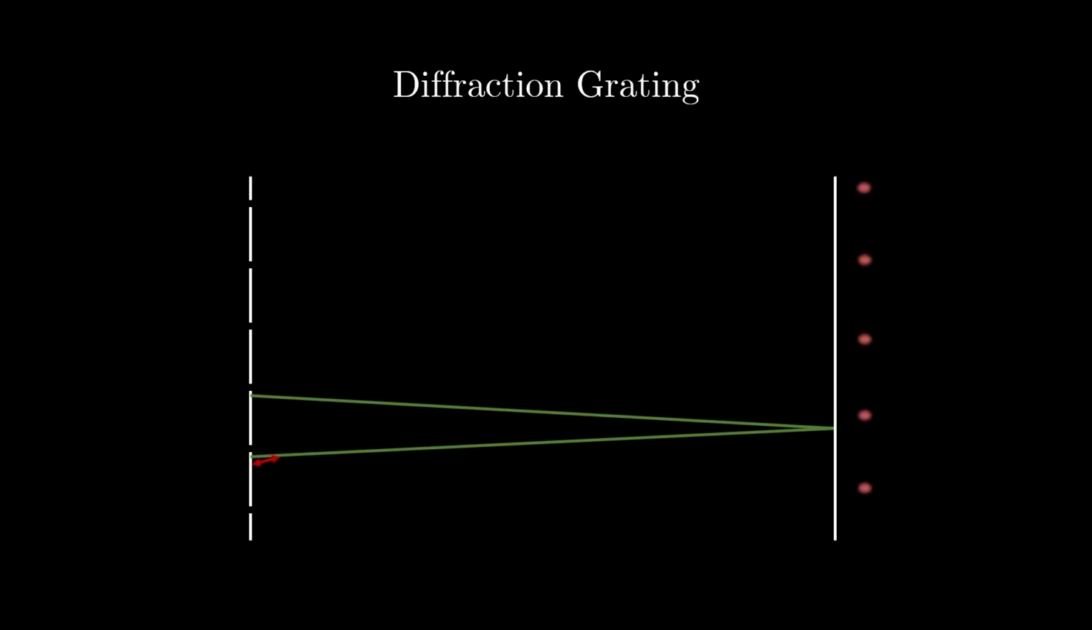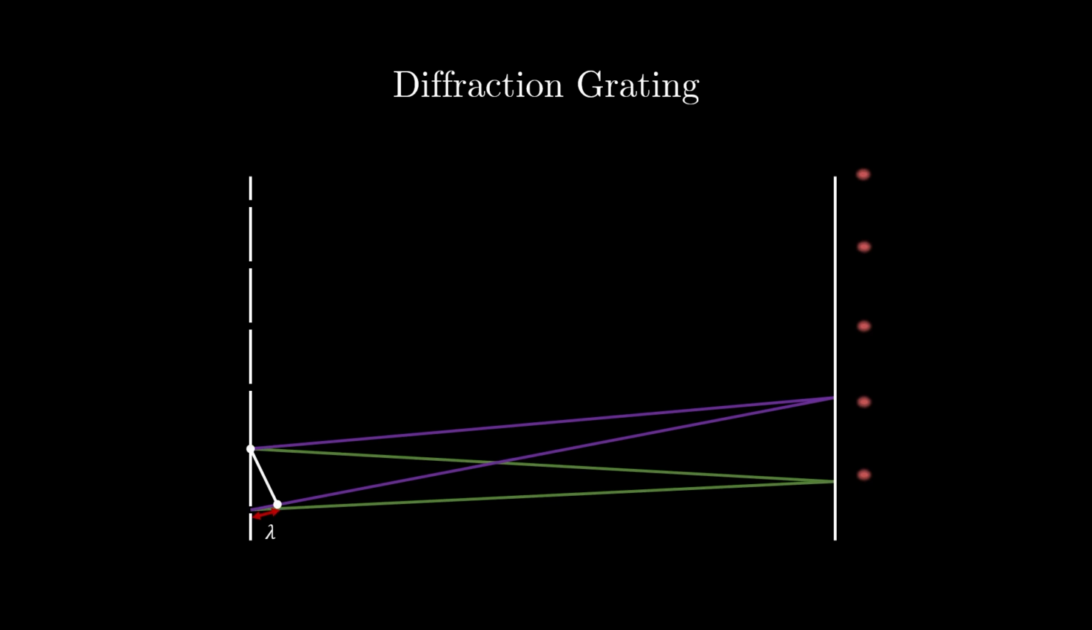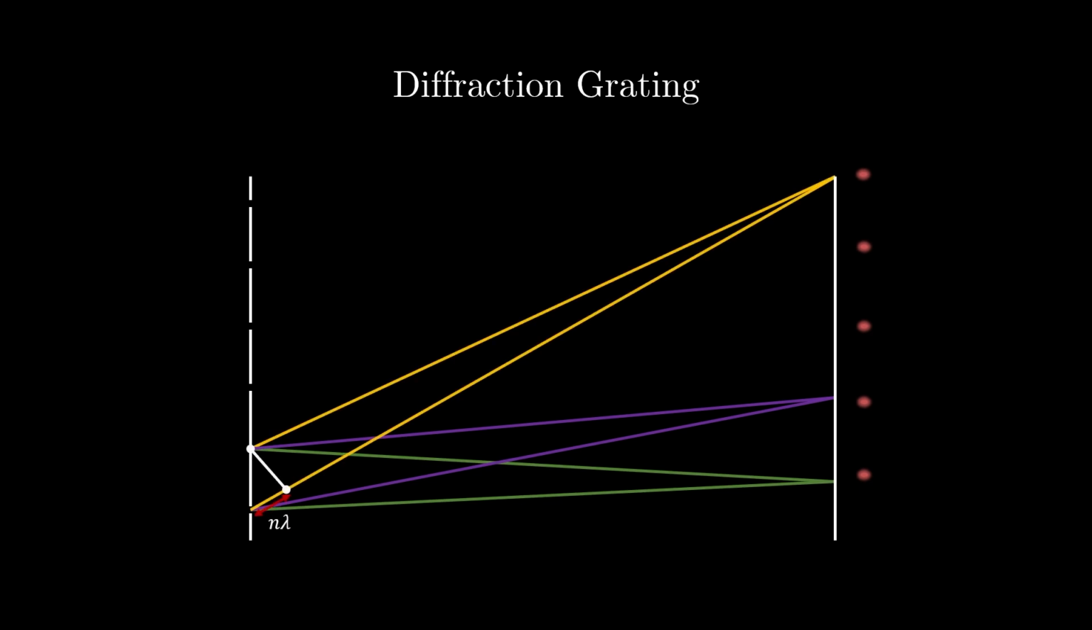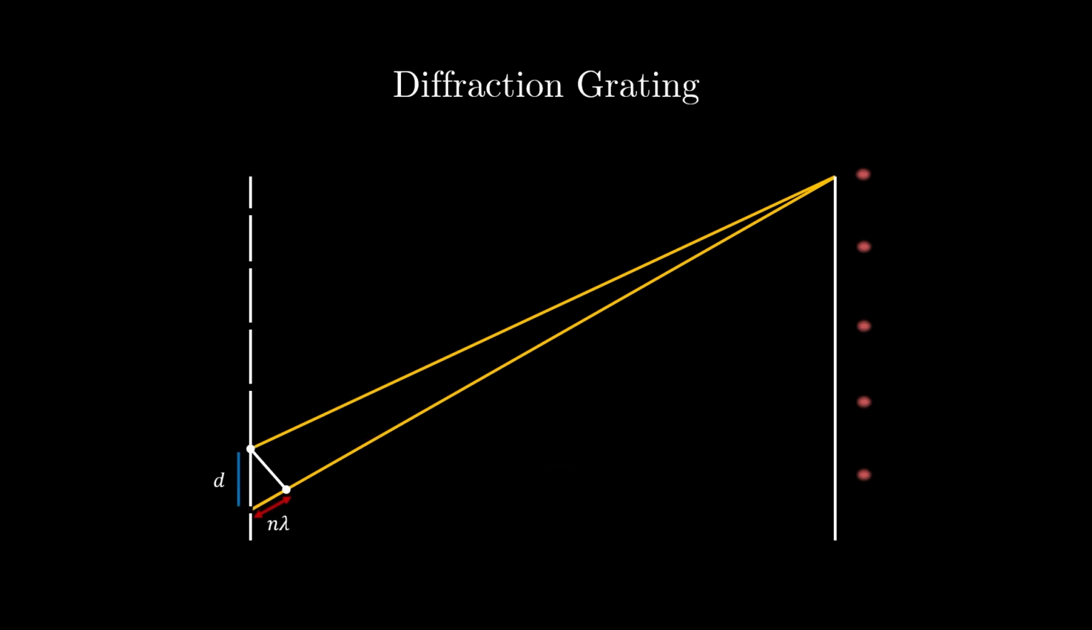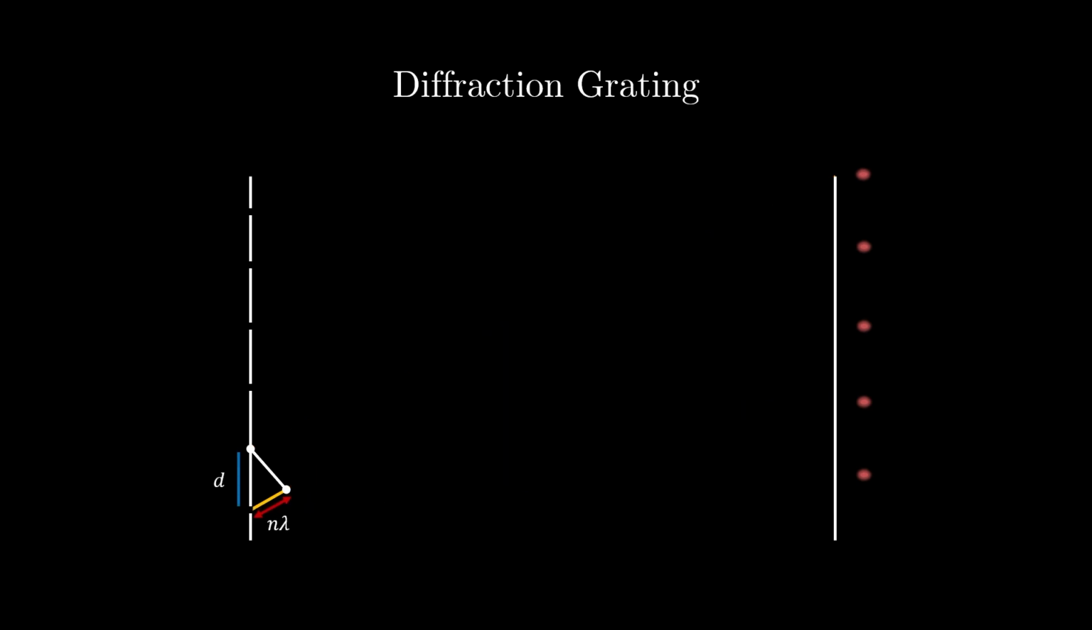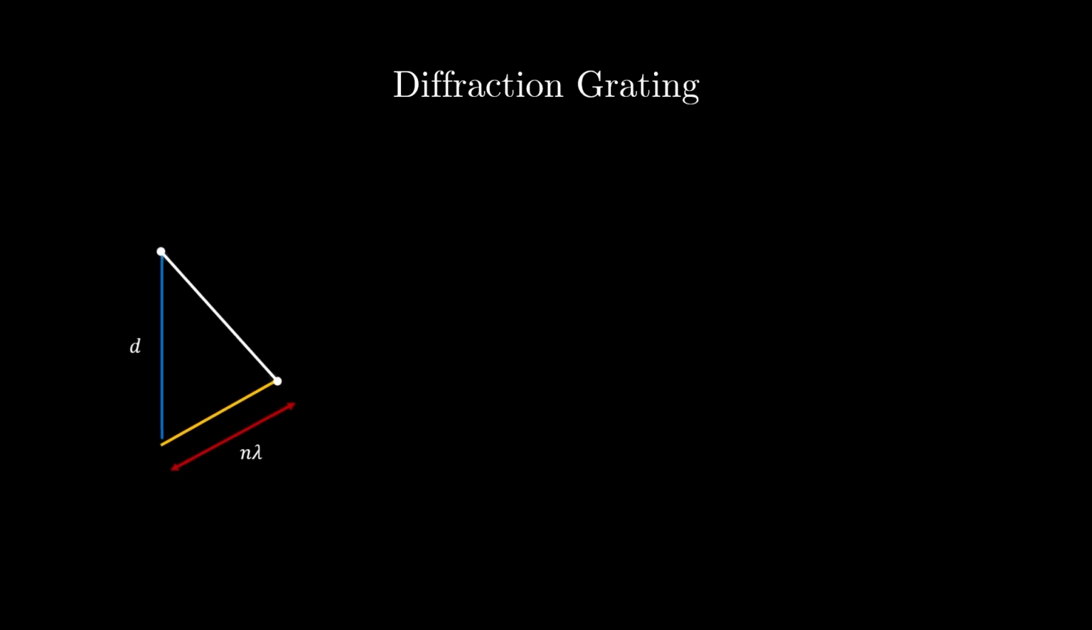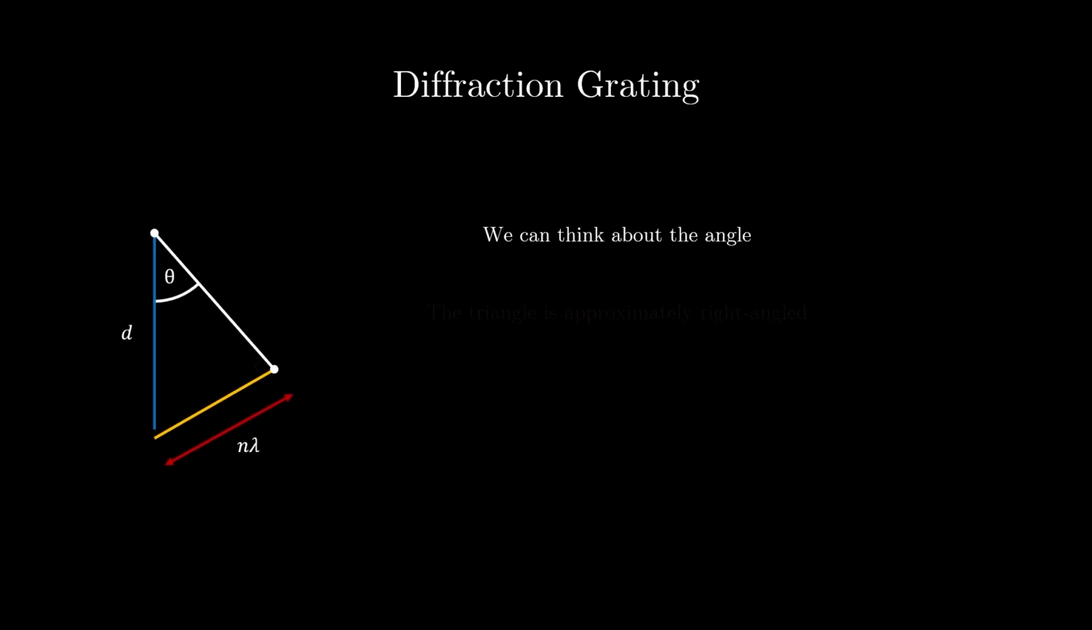A diffraction grating is essentially a double slit with more slits. We still observe an interference pattern, and the waves behave in the same way. At the nth maximum, the path difference is n times the wavelength. The slit separation is now labeled D. Again, we see a triangle, which we can approximate as a right-angled triangle. This lets us write an expression for the sine of the diffraction angle. From this, we can derive the standard equation used in diffraction grating calculations.